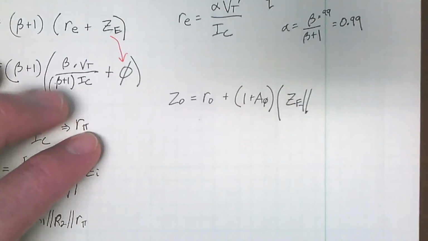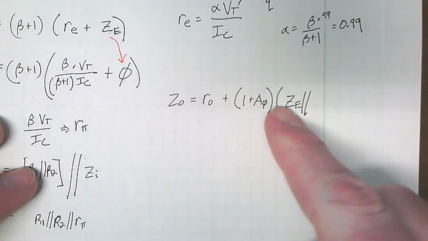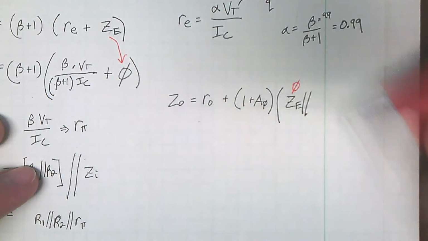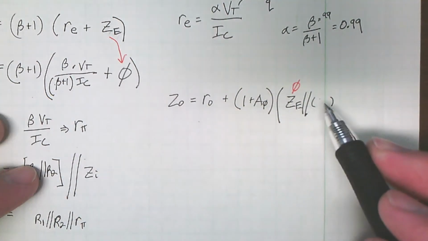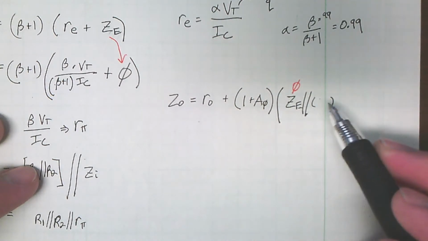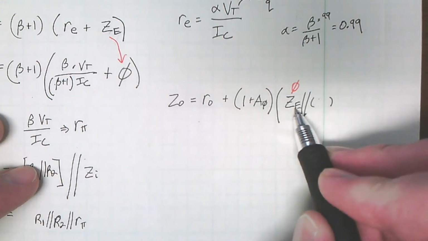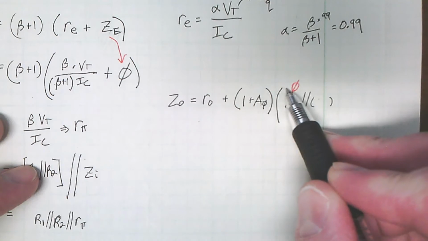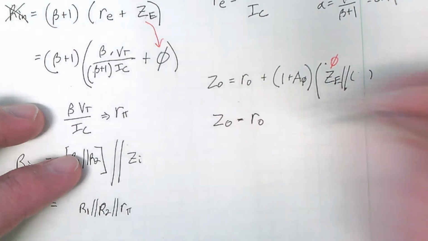Ooh, this is good news. Super, super good news. Why is it good news? Because ZE is now 0. Well, 0 in parallel with anything, I don't care, is also 0. So there's a whole bunch of other stuff there, r_pi plus ZB in parallel with ZS. All 0, doesn't matter because ZE is 0. Remember how you see A0 and you're like, what is that? It doesn't matter because it's multiplied by 0. Awesome. So ZO is merely little r_o.